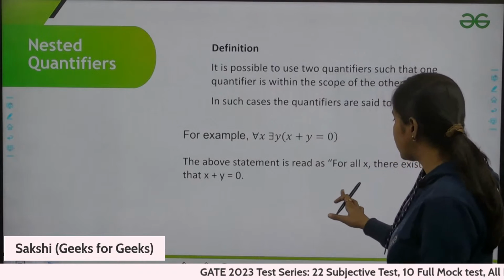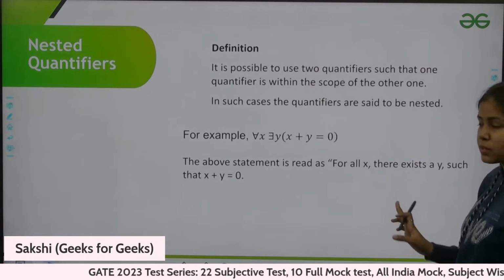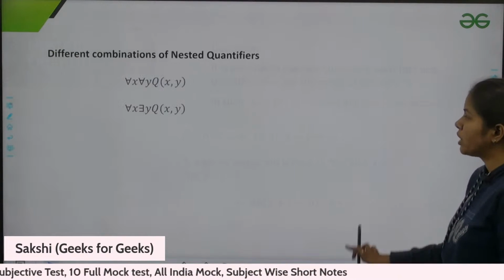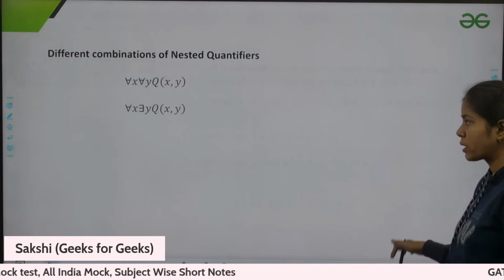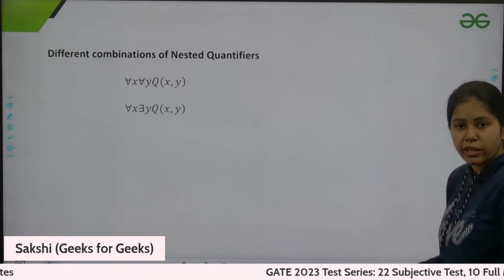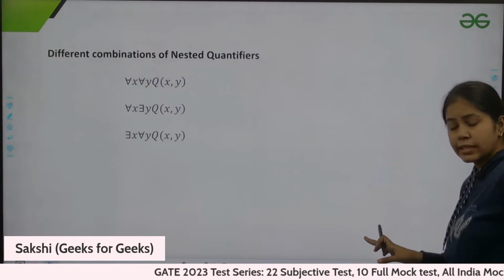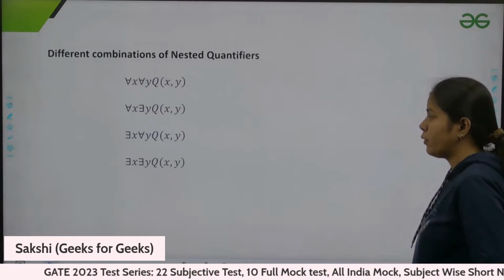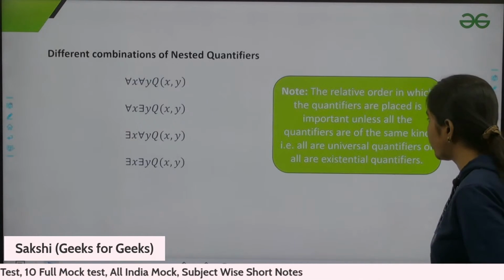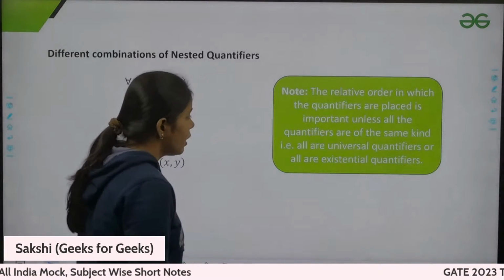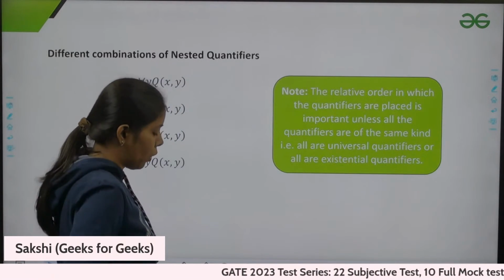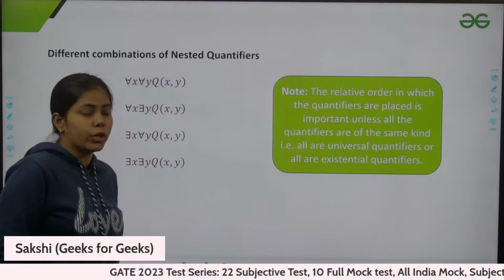The above statement is read as for all x there exists y such that x plus y is equal to 0. और इसको हम इस तरीके से लिख सकते हैं. अब डिफरेंट कॉम्बिनेशन क्या क्या हो सकते हैं? For all x, y, Q(x, y); for all x there exists y, Q(x, y); there exists x for all y, Q(x, y); and there exists x there exists y, Q(x, y). अब देखो इंपॉर्टेंट पॉइंट यहाँ पे ये आते हैं कि the relative order in which the quantifiers are placed is important unless all of the quantifiers are of same type, that is all are universal quantifiers or all are existential quantifiers. So what does it mean?